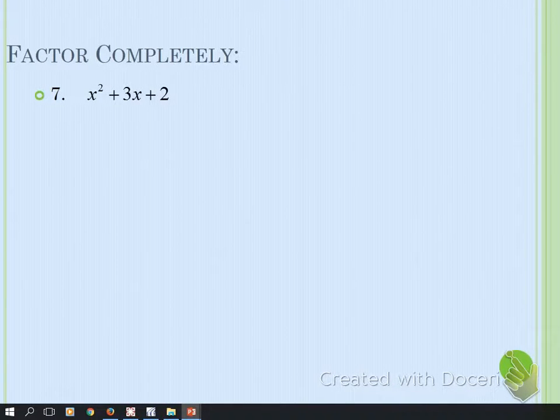Okay? So instead, we start with making our parentheses. And what we saw from the first two review problems is that I want to come up with two terms in the middle that will add to 3x. And I need to come up with those two terms from factors of this guy. So I need factors of 2 that add to 3. Well, factors of 2 are 2 and 1.